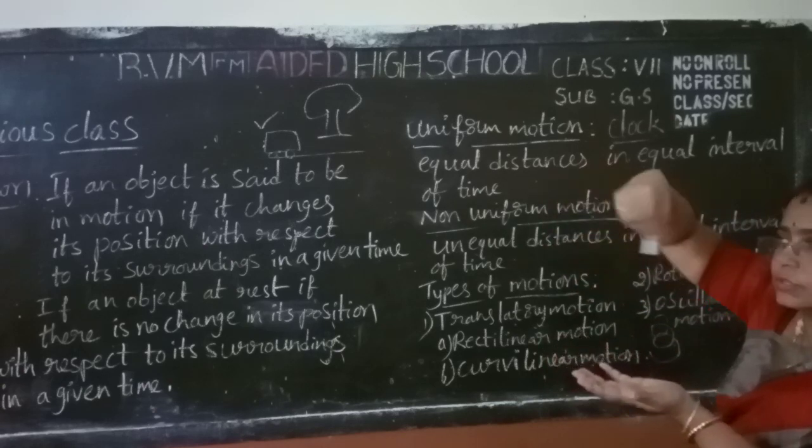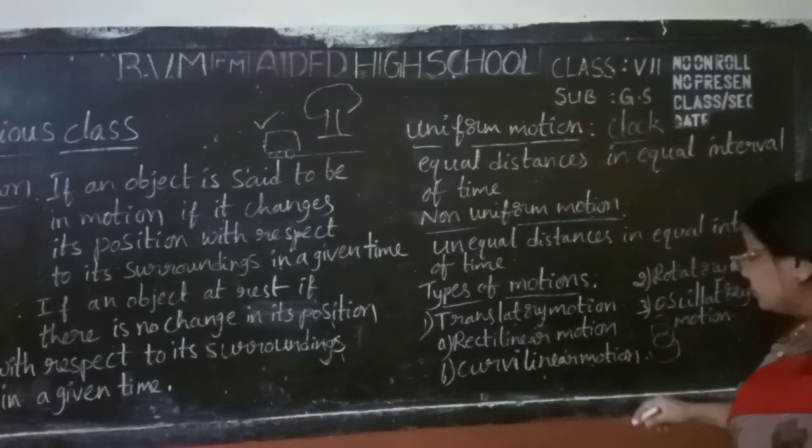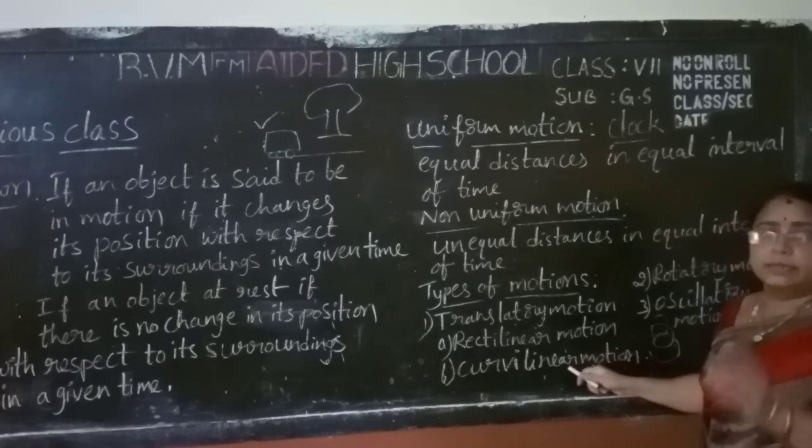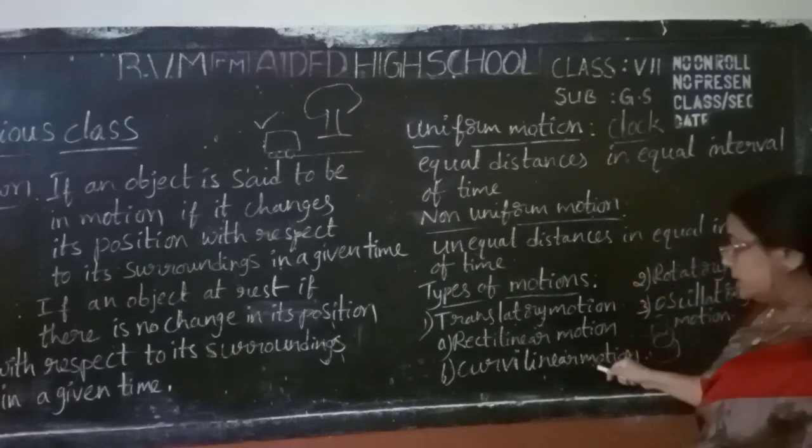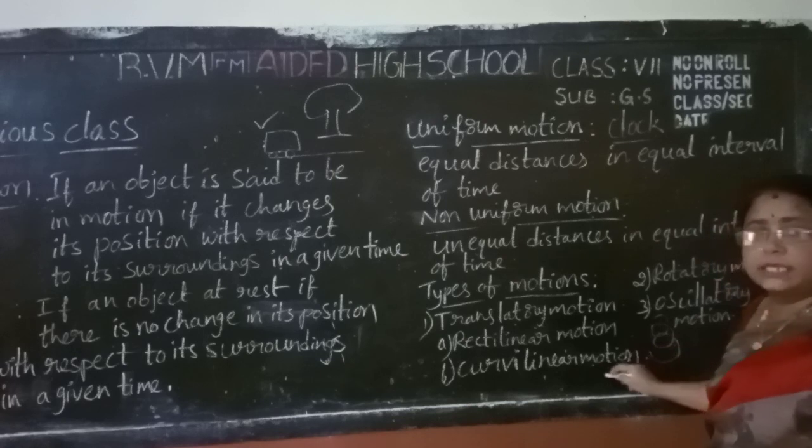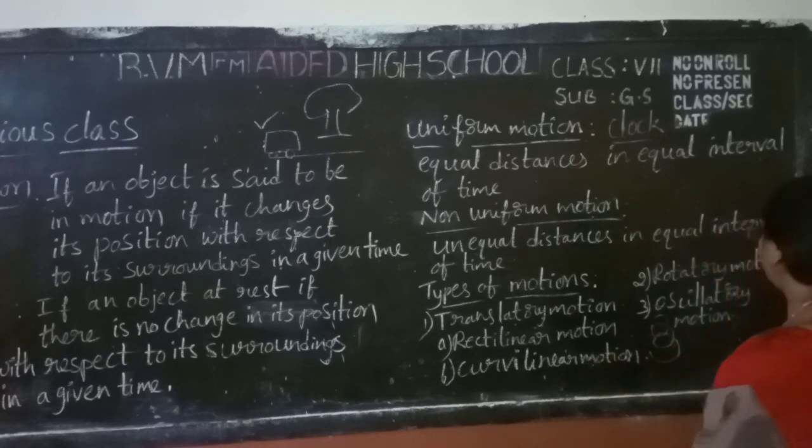The object moves like this. Currently, a bus moving on a hill station is the best example of curvilinear motion.